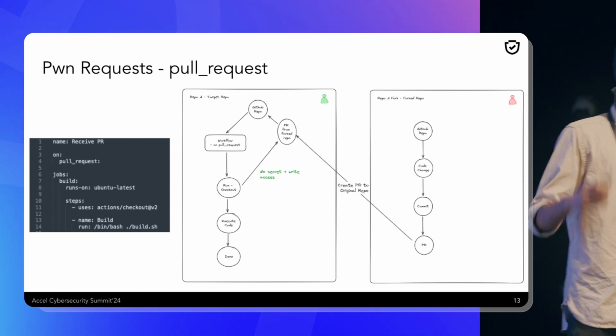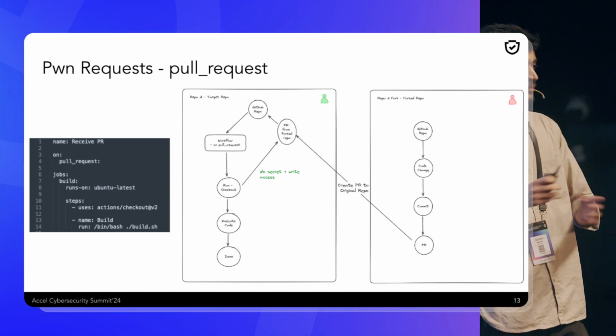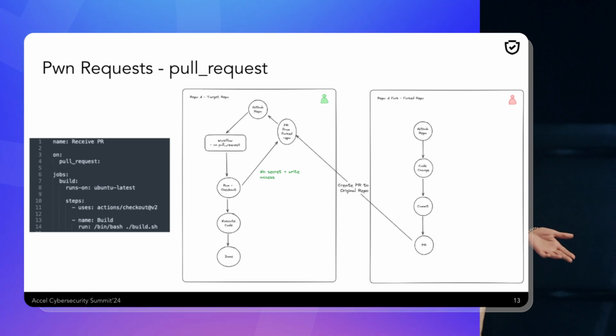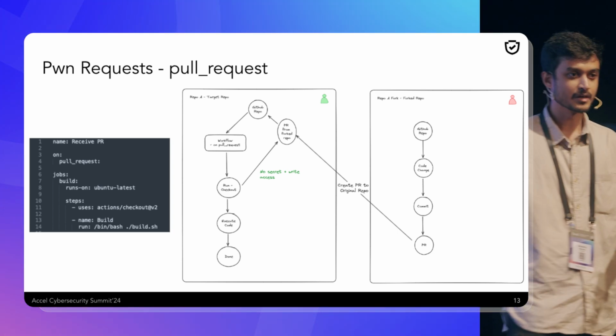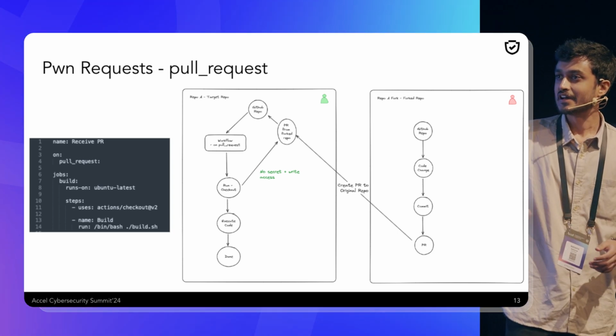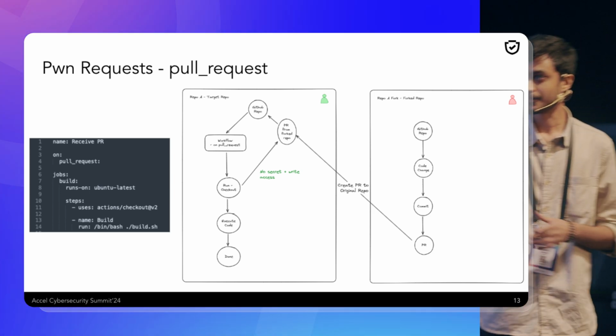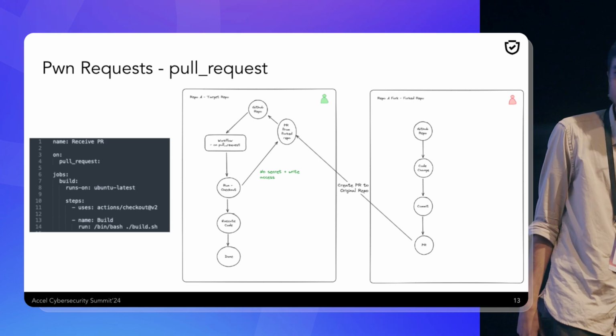One of those is pull request. Pull request is when someone makes some code and then wants to commit and push it back to the repository, right? That is where people create a pull request. And when a pull request is created, that particular action triggers this particular workflow.